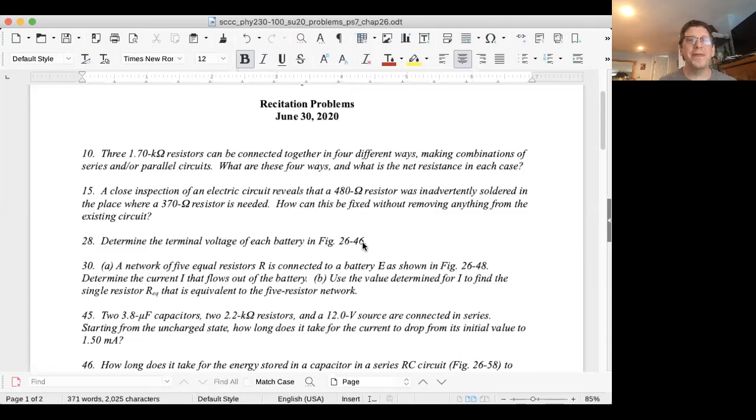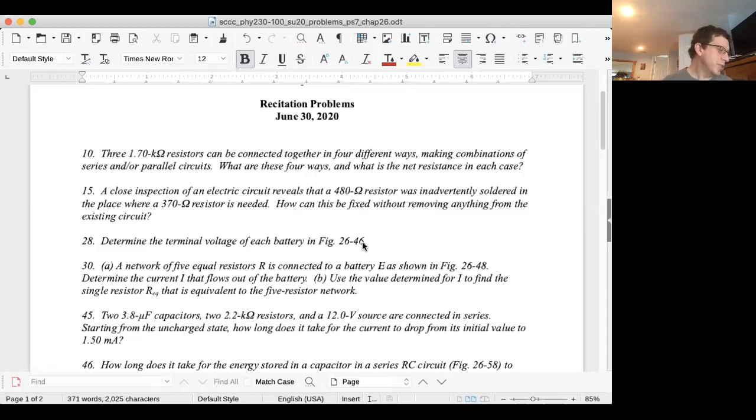That brings us to number 15. A close inspection of an electric circuit reveals that a 480 ohm resistor was inadvertently soldered in the place where a 370 ohm resistor is needed. How can this be fixed without removing anything from the existing circuit? So if you keep the 480 ohm resistor in place, but you want a total resistance of 370 ohms, what do you need to connect with the 480 ohm resistor and how? So it's basically 2 parts.